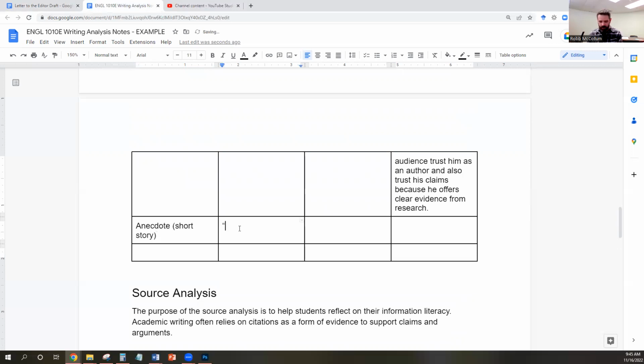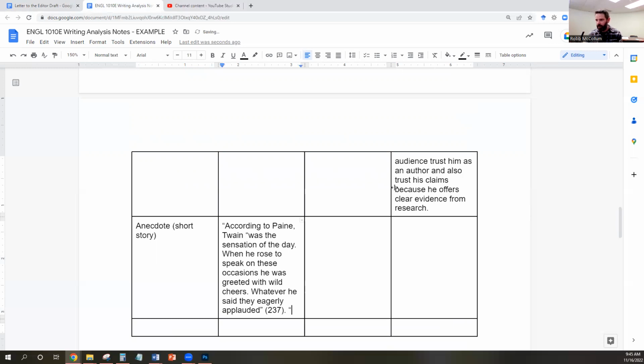So I'm going to put that example in there. Okay. And I think that it's primarily appealing to pathos. Now, there is maybe a little bit of ethos, you could say, because it is coming from a source, so it's showing that it's well researched. But I think primarily it's about pathos.